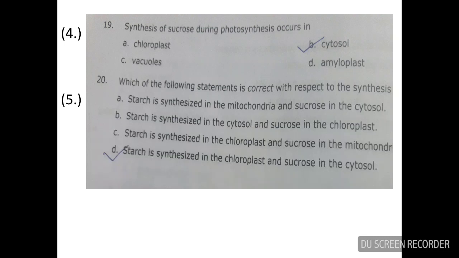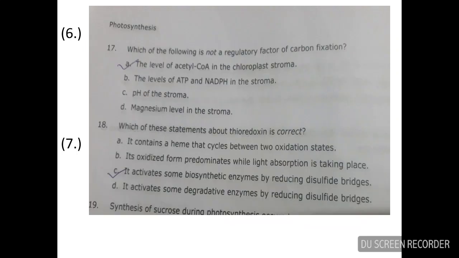No. And option C: starch is synthesized in the chloroplast and sucrose in the mitochondria. No. And option D: starch is synthesized in the chloroplast and sucrose in the cytosol. So the answer will be option D. Starch is synthesized in the chloroplast and sucrose in the cytosol. Okay. Now move to the next question.